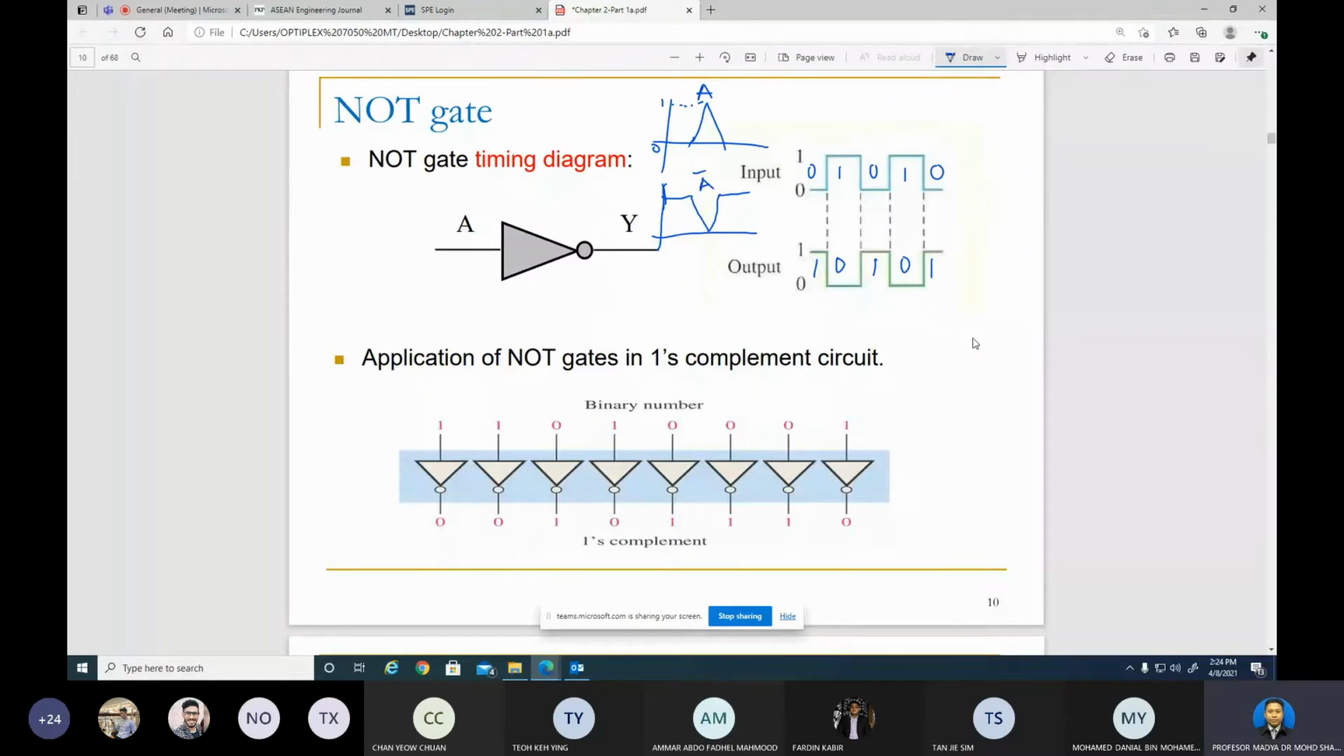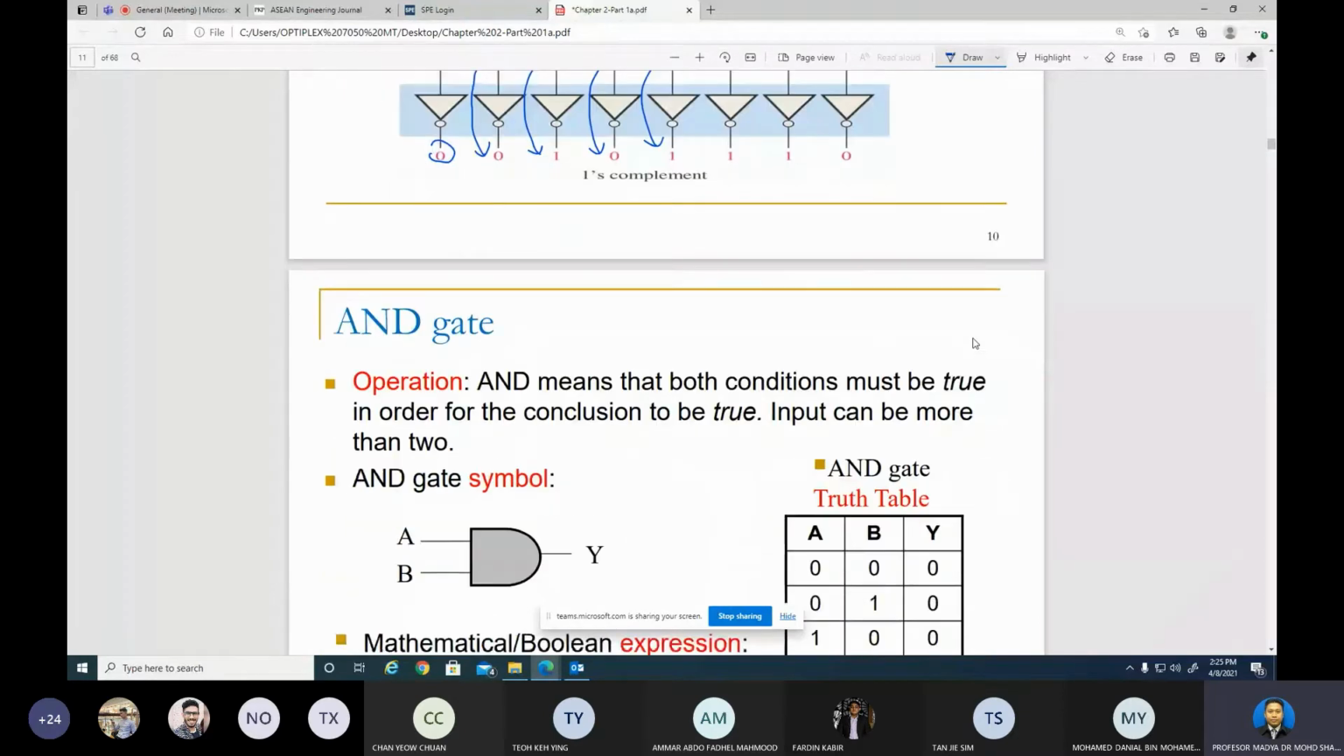Okay, so this is an application. You can see the application where we use the NOT gate for the first complement. We use the inverter here. Maybe just remember from the last class, we have the first complement and second complement. For the first complement we just use the inverter, which means invert the input. So input 1, automatically the output will be 0. 0 will be 1, 1 will be 0, and so on. That's why they use the NOT gate here.